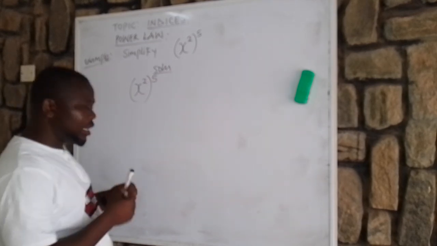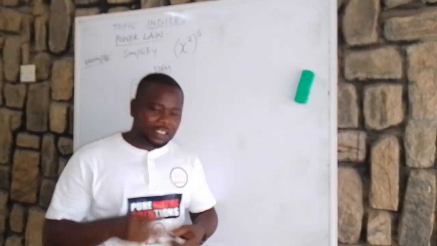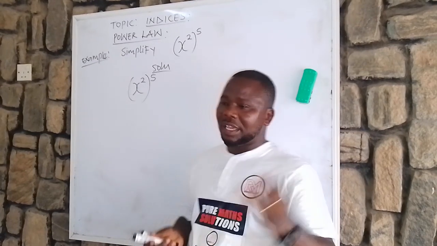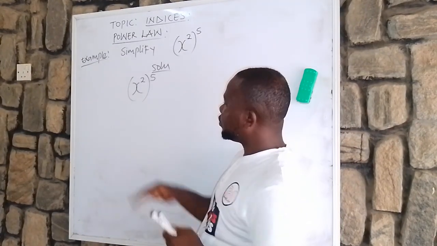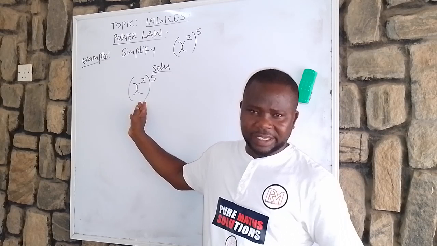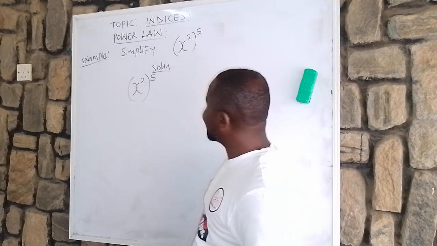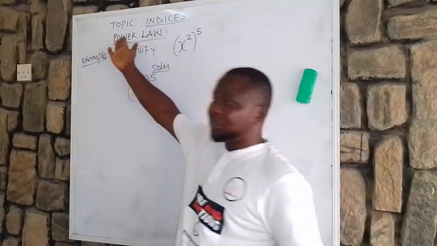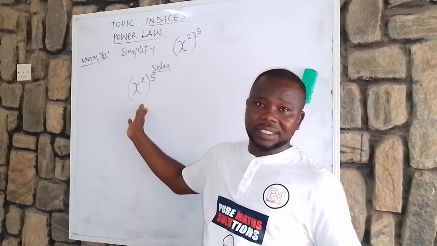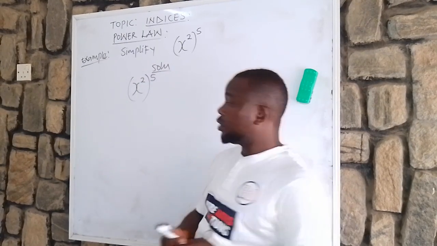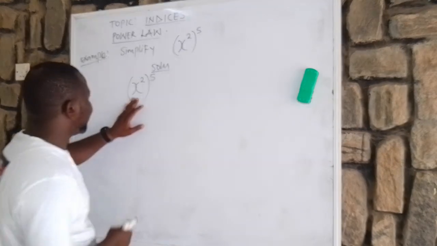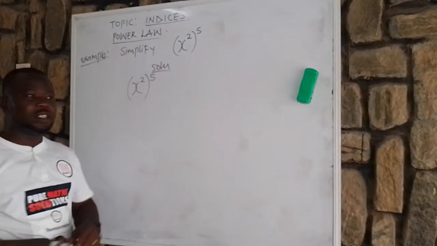So it means questions like this, look at it. With my explanation, you don't need a prophet to tell you again, isn't it? You don't need a prophet. Why? Because already it's power law you are going to use, isn't it? It's power law, true or false? So we will use power law to simplify or evaluate this.